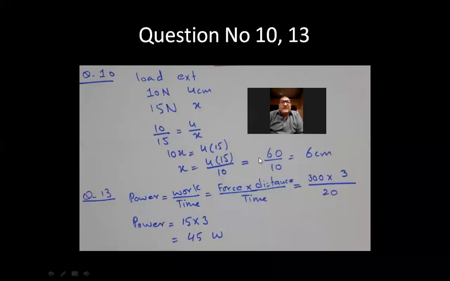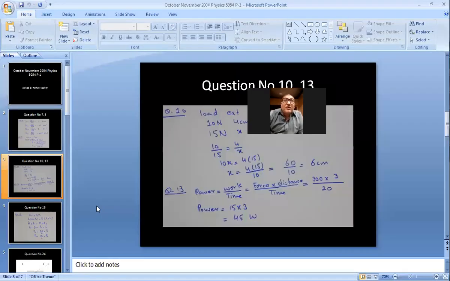So you can see here question number 13, power is equal to work divided by time. The work is force multiplied by distance, divided by time. Force is 300 Newton multiplied by 3, divided by 20. So your final answer will be 45 watt. Question number 13, 45 watt.